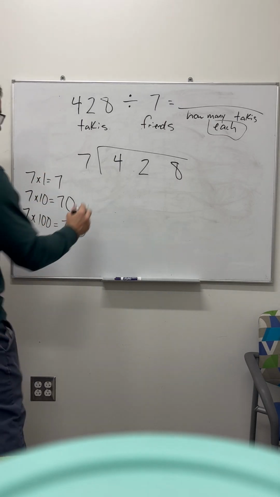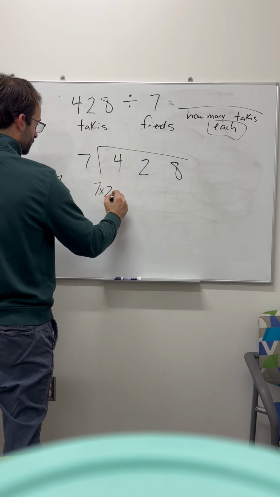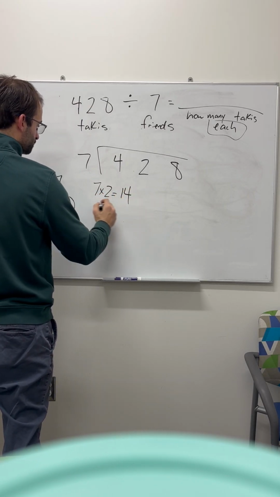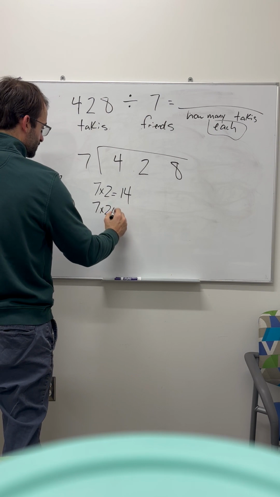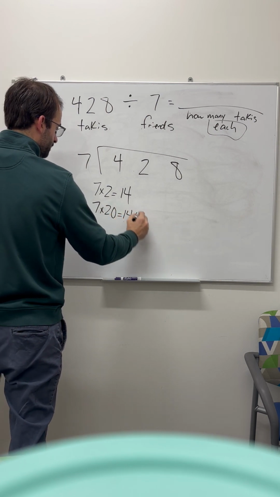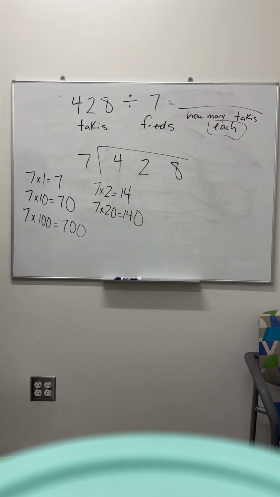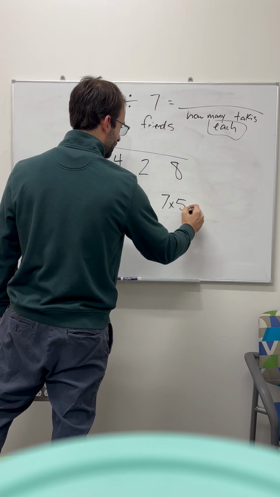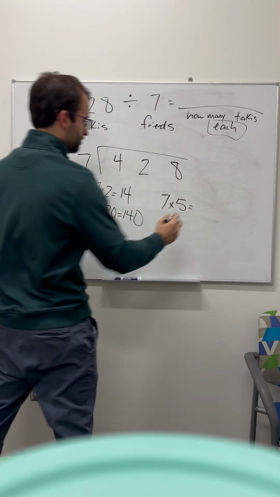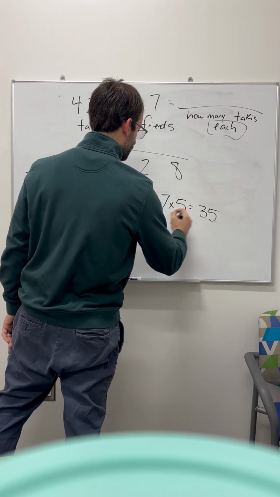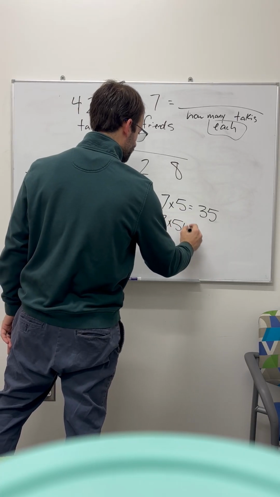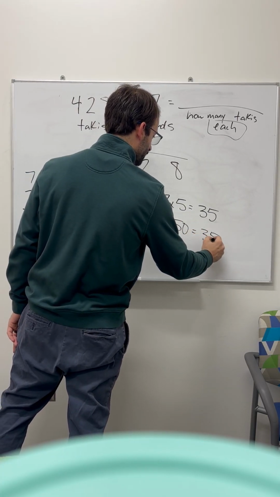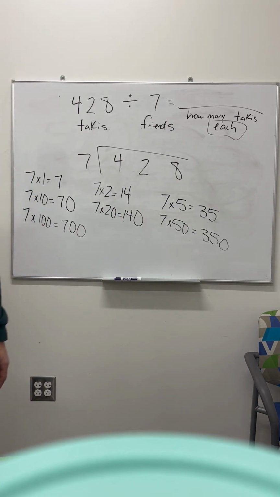Boom, we've got our little skip counts or little multiplication here. All right, let's do the 2s. We should know our 2s pretty well too. So 7 times 2, 7 times 20. And we're gonna have those two that are right there, okay? And then our 5s, 7 times 5, once again, skip count by 5 if you're not sure, 35. And 7 times 50, add that 0, okay?